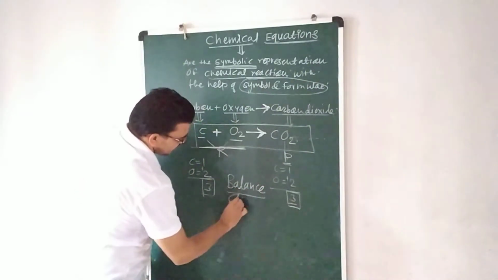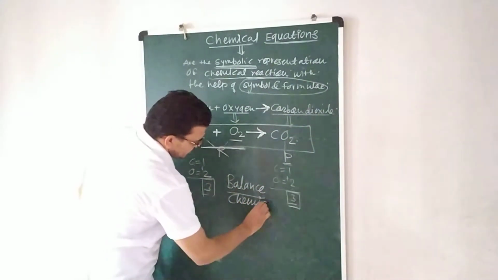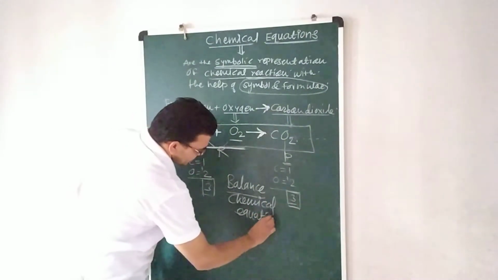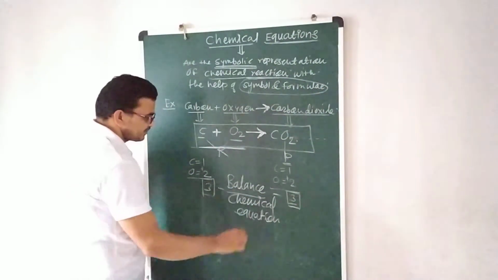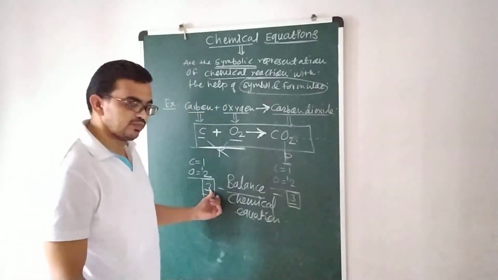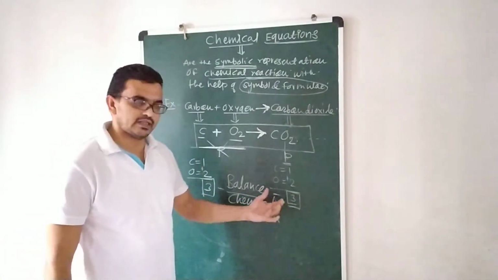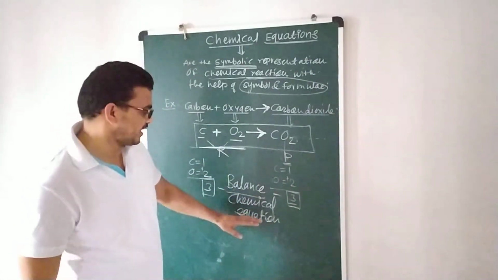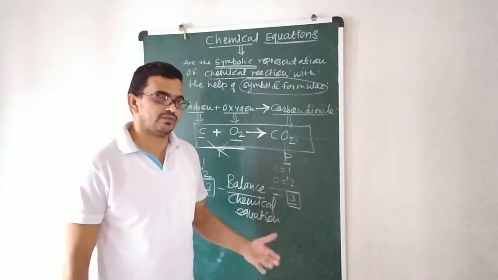Balanced chemical equation. Understand? What does a balanced chemical equation mean? The equation which shows that the number of atoms on both sides, reactant side and product side, is exactly the same. Such an equation is called a balanced chemical equation.